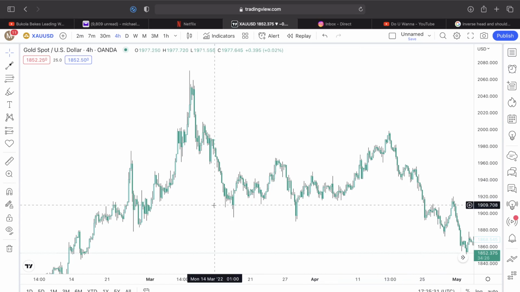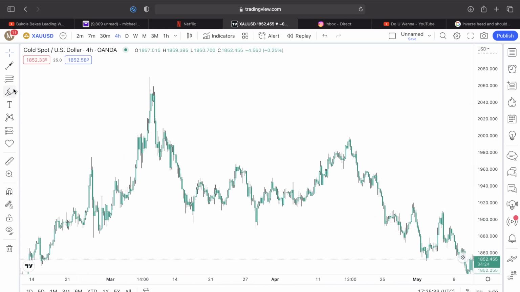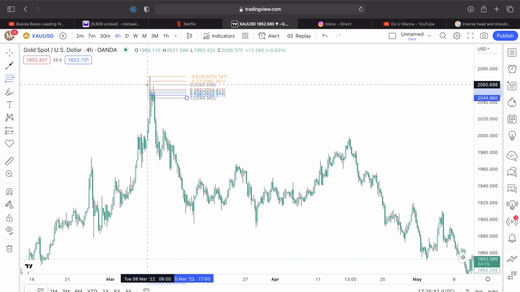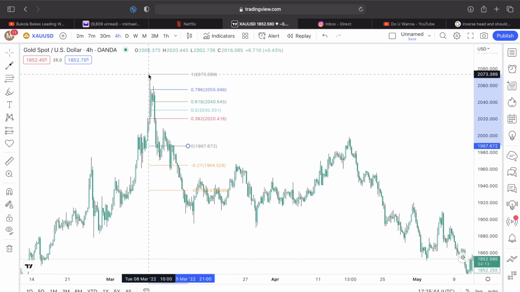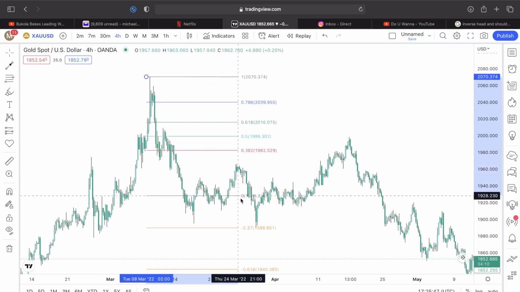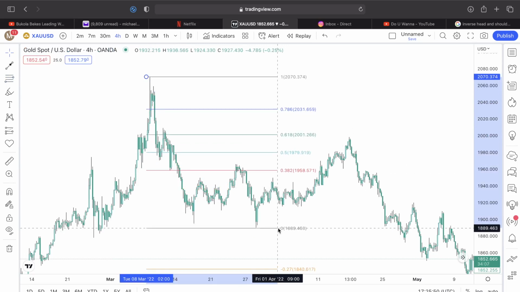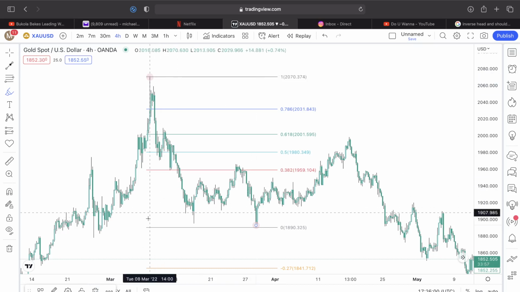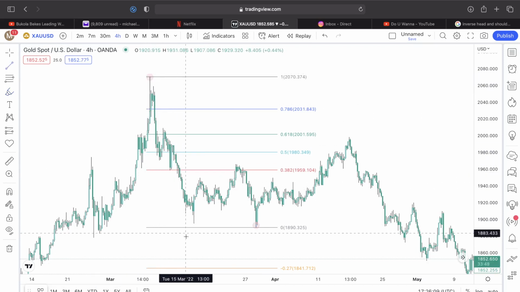So let me start. Fibonacci is definitely a tool which you can find here on the left hand side. It is a Fibonacci retracement, which helps you find the retracement of each trade. It goes from point A to point B. This is point A, this is point B. You always do it from wick to wick, from the highest point of the trade to the lowest point of the trade.